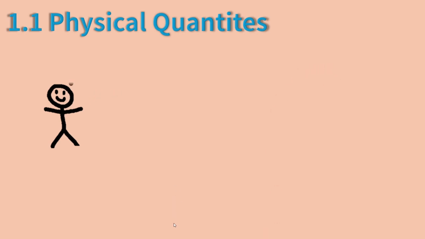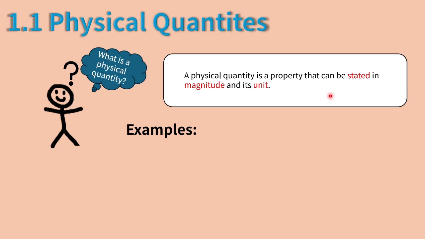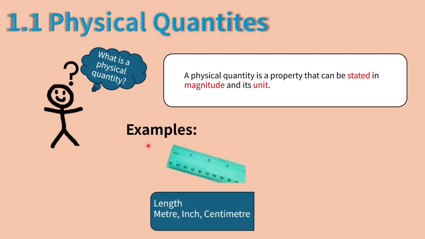And you might be wondering, what is a physical quantity? Well, a physical quantity is a property that can be stated in its magnitude and unit. What does this mean? Let's look at some examples. Here we have a ruler. There's 1 inch, 2 inch, 3 inch. This ruler measures length. And the 1, 2, 3, 30 and so on here represent its magnitude. And inch, meter, centimeter is its unit.